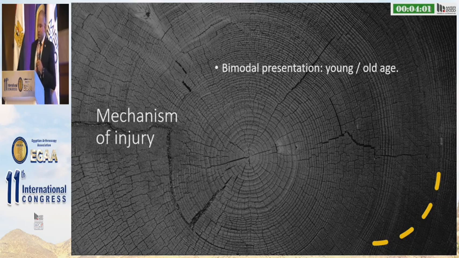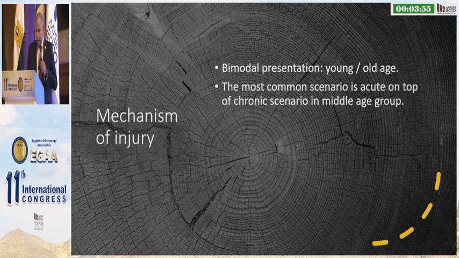But the mechanism of injury of a root tear has a bimodal presentation. It could be in young age or in old age, traumatic or with minor trauma. The most common scenario is acute on top of chronic, a little degenerative meniscus with mild trauma.